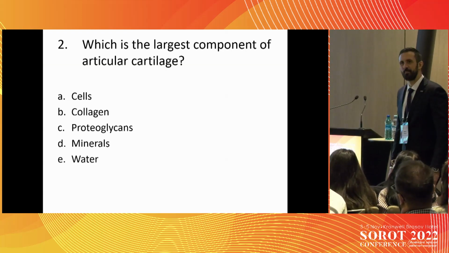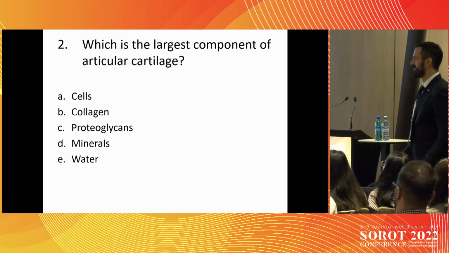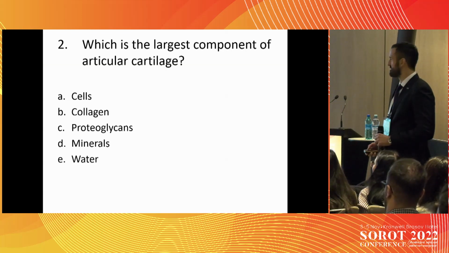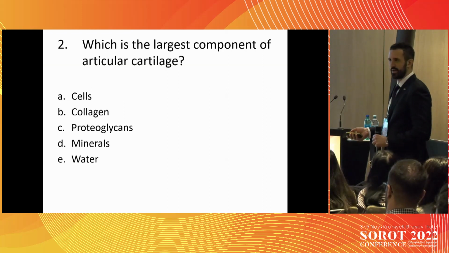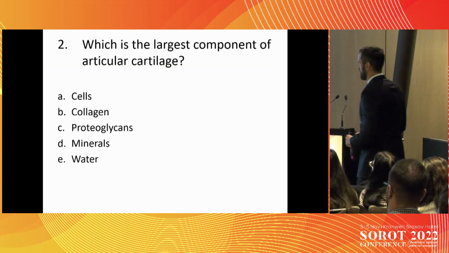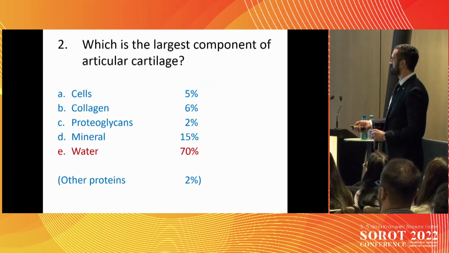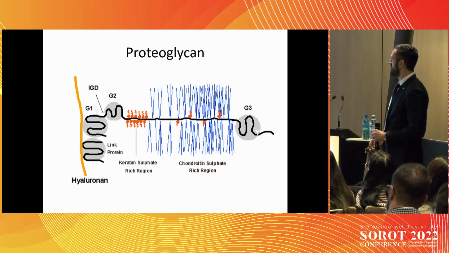What would you say? Of course, water. Water is the highest component of the articular cartilage. 70% water, 15% minerals, and these are the others.